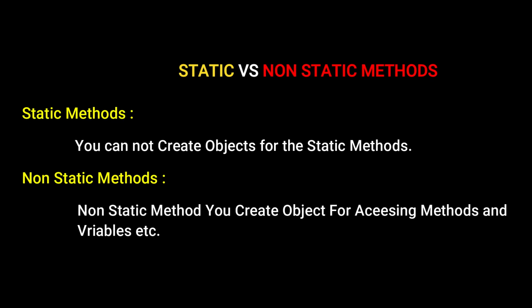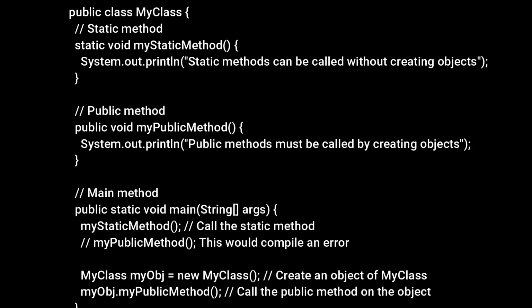Just like, look at this example. This is public class MyClass, and this is the static method, and I initialize a print line. A static method can be called without creating objects. And this is the public method, and also a print line. Public methods must be called by creating objects. Now these are the two methods, static method and public method.